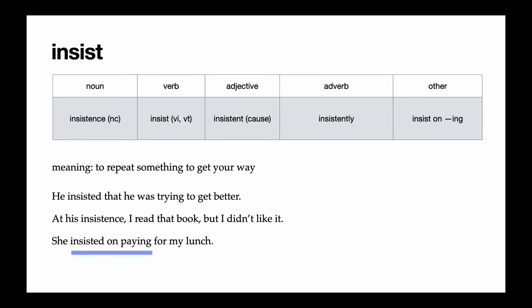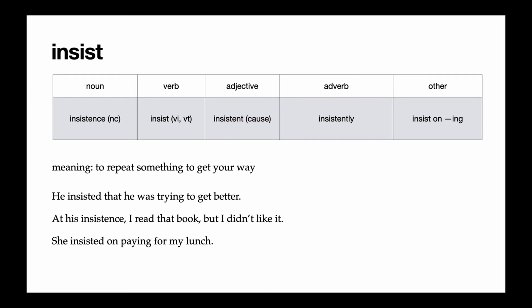So, for example, the last example here said she insisted on paying for my lunch. So that means I say, oh, I will pay for my lunch. And she says, no, I will. Please let me pay. And we might fight or argue about it for a minute, but in the end, she will pay for the lunch because she repeats it again and again, that she wants to do it. So instead of saying she insisted to pay, we will say she insisted on paying for something. She insisted on doing that.